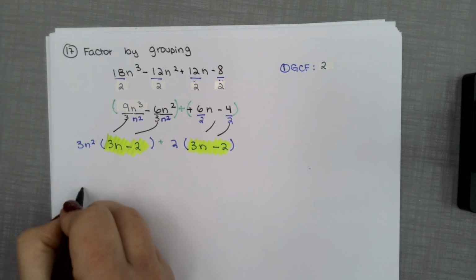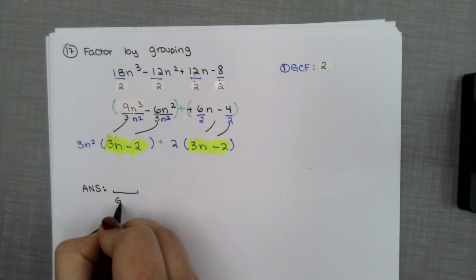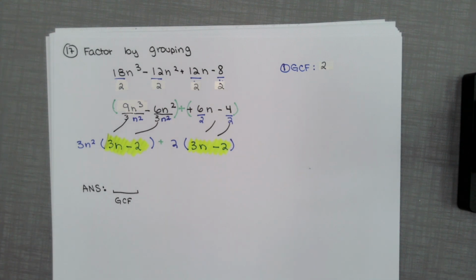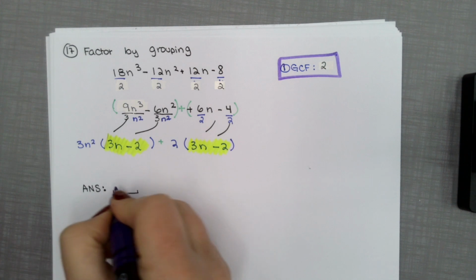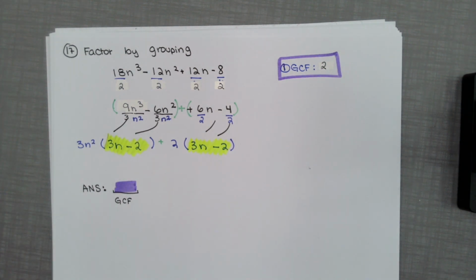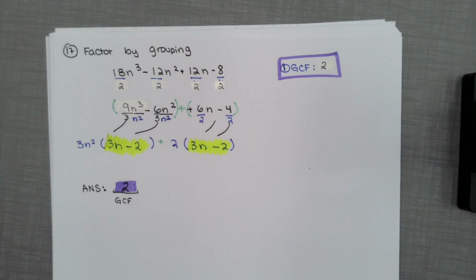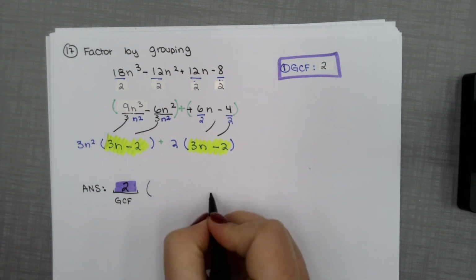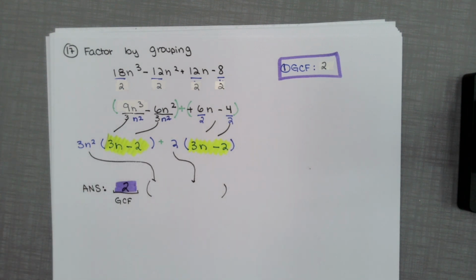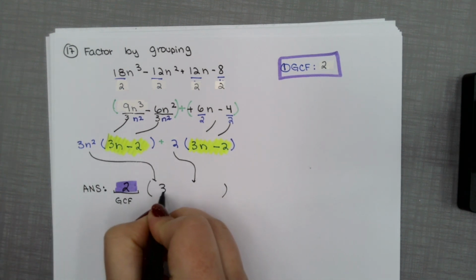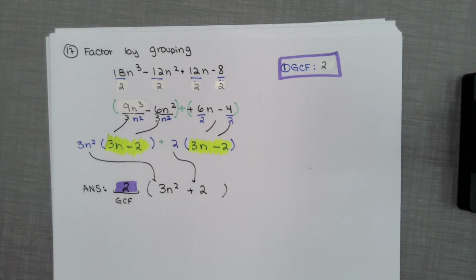Okay, writing out our answer. We want the original GCF. And I'm going to highlight that since we have so many GCFs. I want to make sure you know which one I'm talking about. And that's going to be this purple one here. Our original GCF was 2. Then we want to write out our 2 GCFs that we removed from our groups. We had a 3n squared and we had a positive 2 that we removed.